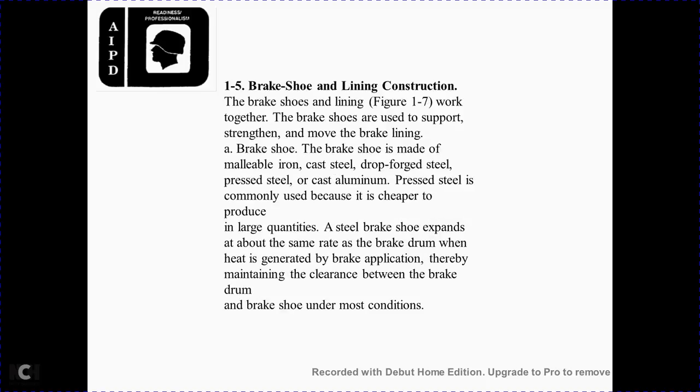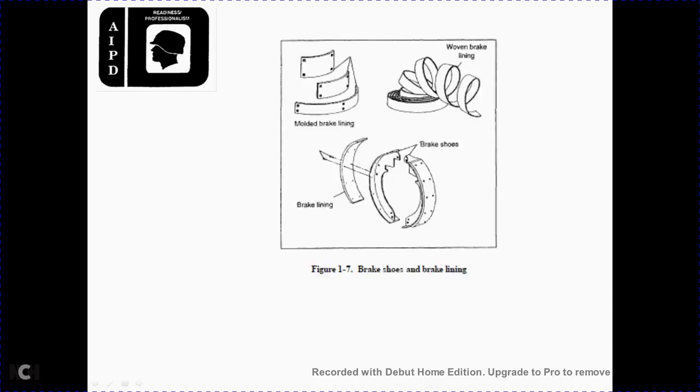1-5, brake shoes and lining construction. The brake shoe lining, figure 1, works together with the brake shoes, which provide the support and strength to move the brake lining. The brake shoe is made of cast iron, forged steel, pressed steel, cast iron, and aluminum. Pressed steel is commonly used because it is cheap to produce in large quantity. The steel brake shoe expands at the same rate as the brake drum when heated by brake application, thereby maintaining the clearance between the brake drum and the brake shoe under most conditions.